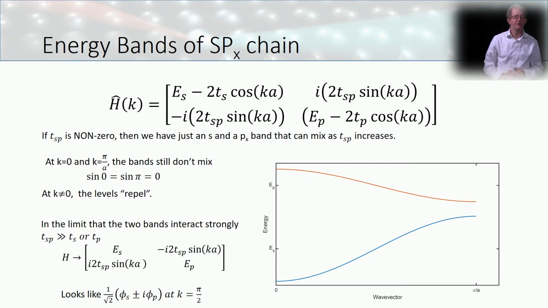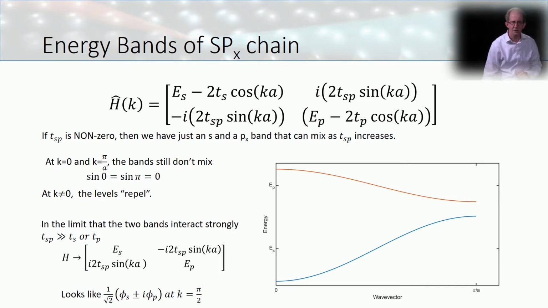Okay? And in the limit, the two bands interact strongly. This is kind of a silly limit for most real physical systems, but let's go ahead and take a look at it so we know what we're dealing with. In the limit, T_sp is a large number. It is larger than T_s, and it's larger than T_p, right? So the s orbital here and the px orbital here are interacting more strongly than either two s orbitals or two p orbitals.